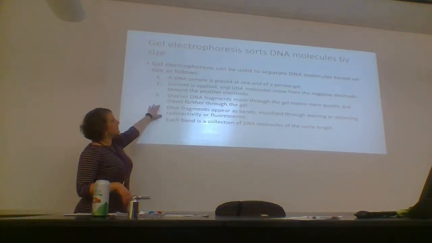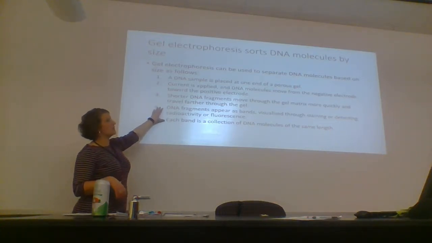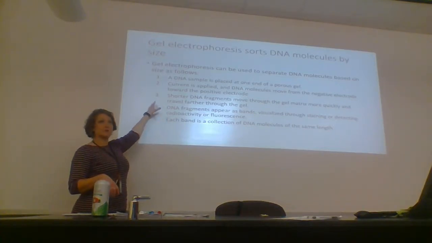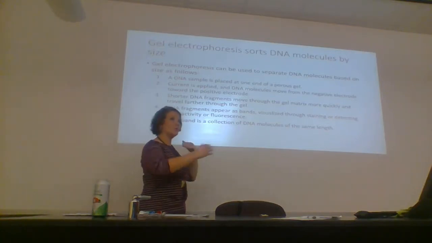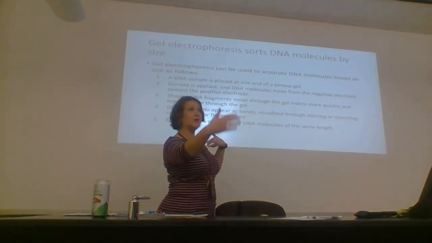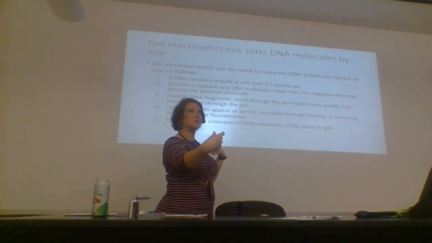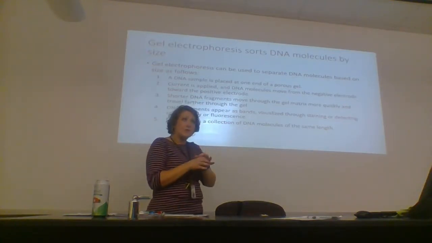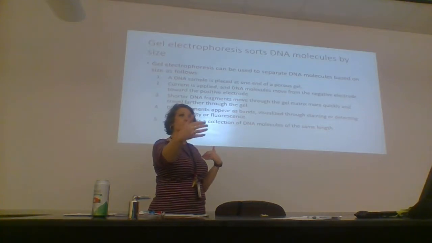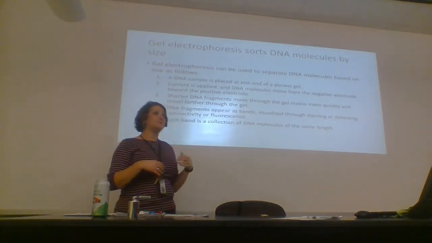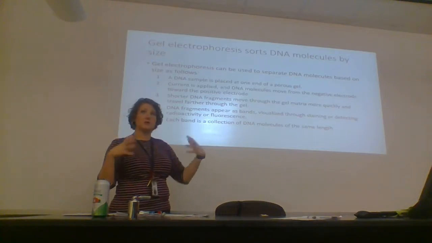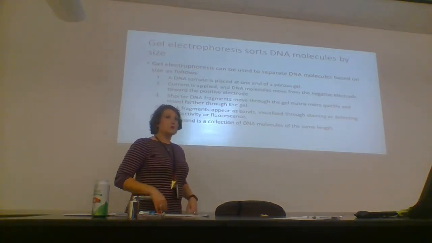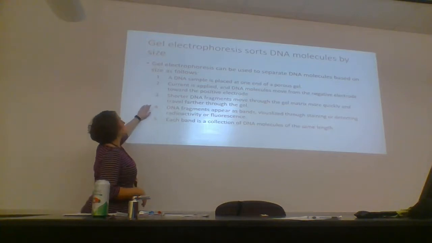Shorter DNA fragments will move through the gel faster, and so they travel farther. That's an important piece of the gel: things that move further away from where we put them in are going to be shorter pieces. Because they're smaller, they can move through the gel quicker. Bigger pieces will move slower. It will take them longer to get through that gel. So that's an important part.